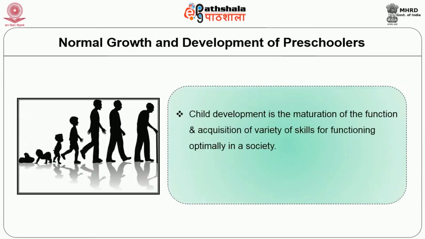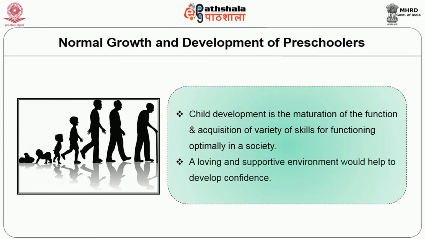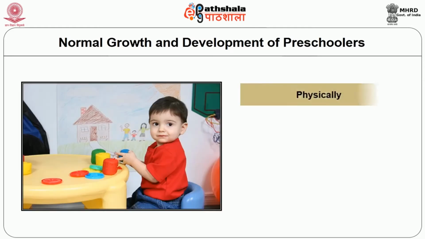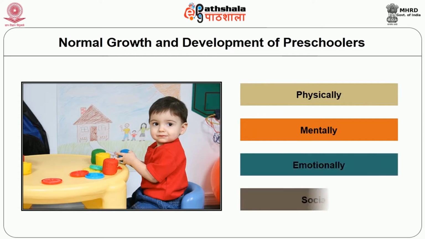Child development is the maturation of function and acquisition of a variety of skills for functioning optimally in a society. A loving and supportive environment is helpful to develop confidence in children. A preschooler is a 2 to 5 year old child, and normal good growth and development is how the preschooler grows physically, mentally, emotionally and socially. The normal developments are explained in the later sessions.